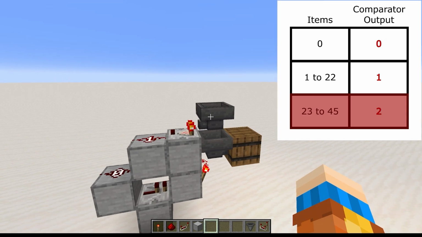And since it takes 23 items for a hopper to give a comparator output of 2, we can see, finally, that no items will flow through the sorter as long as there are 22 or fewer items in the upper hopper.